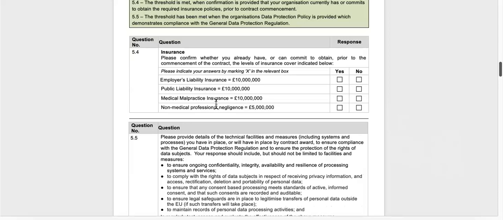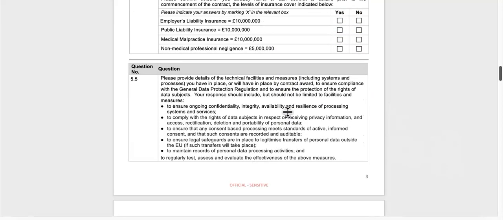At question 5.4, you'll be asked to confirm your insurances. You're asked to confirm whether you already have or can commit to obtain prior to the commencement of the contract the levels of insurance that are indicated in the box here: employer's liability insurance 10 million, public liability insurance 10 million, medical malpractice insurance of 10 million and non-medical professional negligence of 5 million. And these are yes/no boxes.